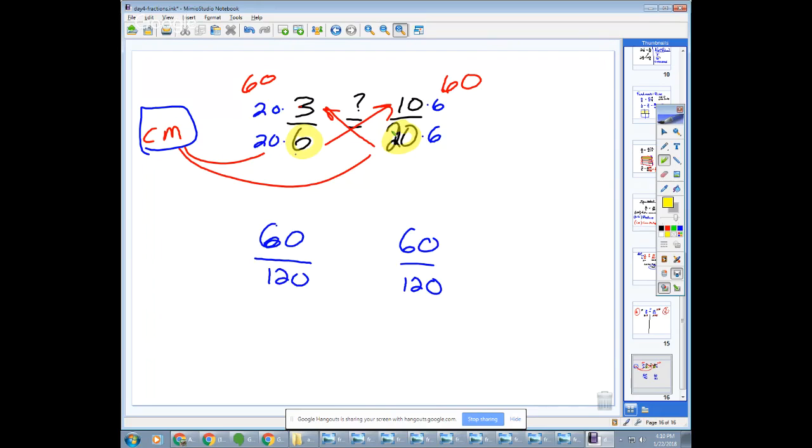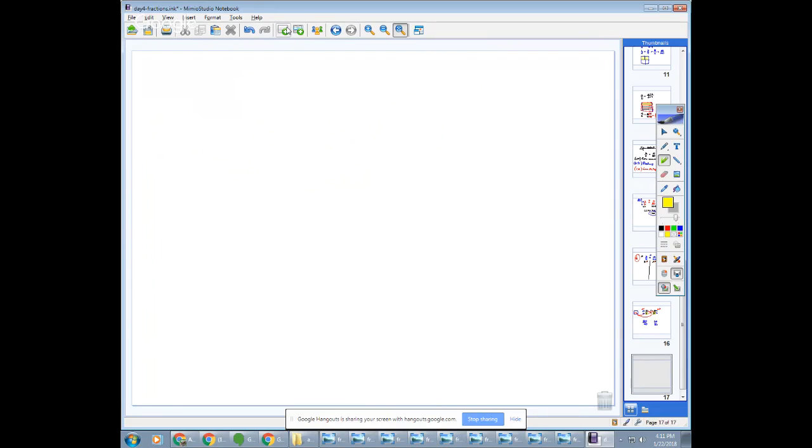Okay, so that's equivalent fractions. This idea of cross multiplying can also be used to compare fractions. So for example, what is bigger?